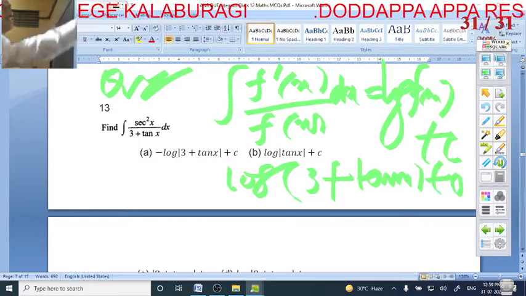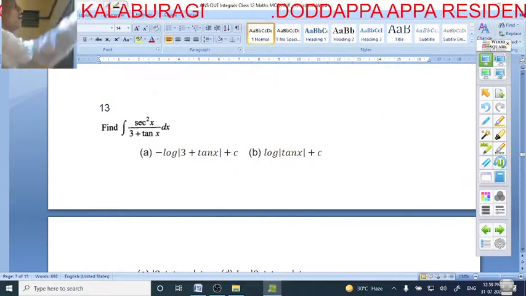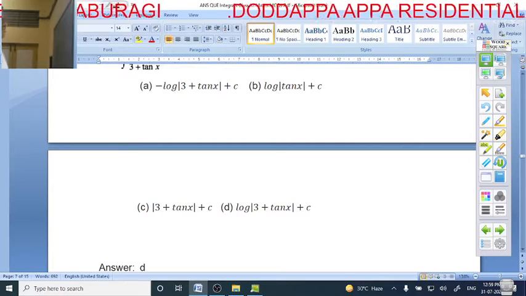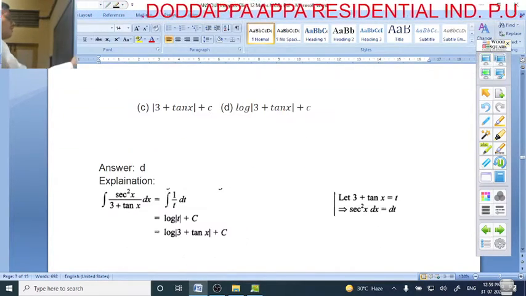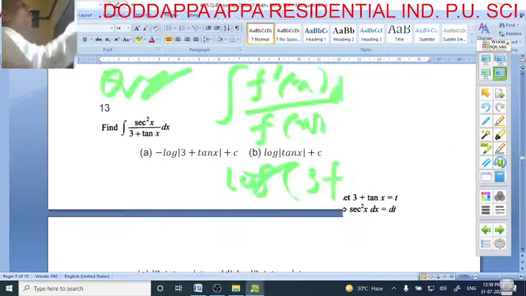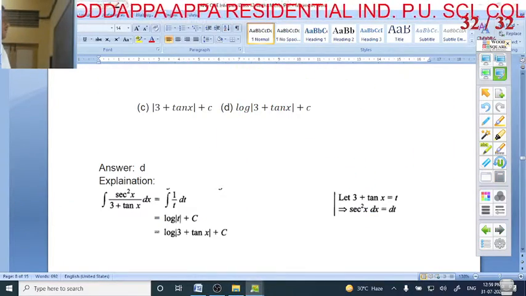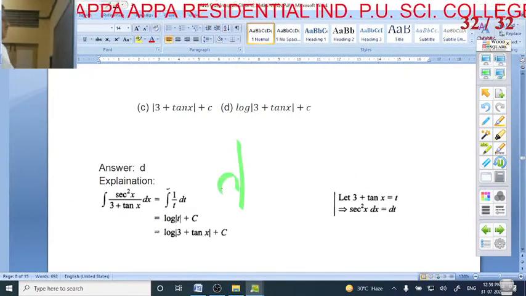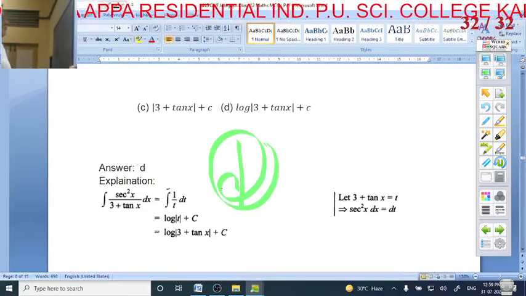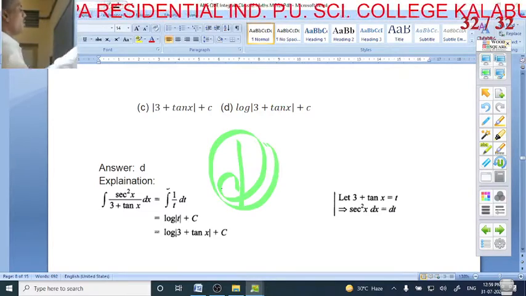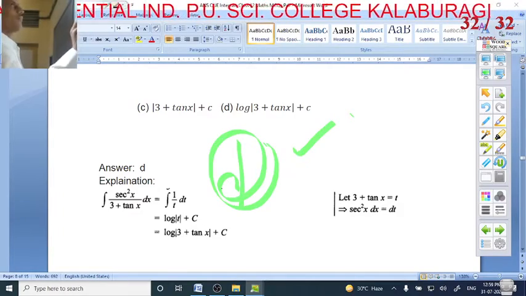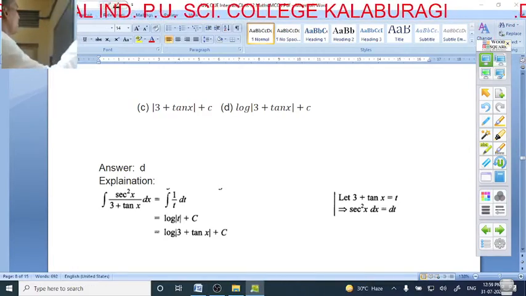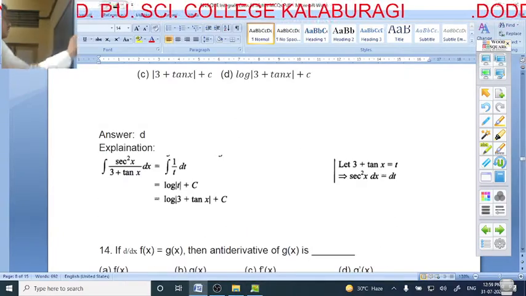So next, the next page. Here, hence log of 3 plus tan x plus c, that is, option D is correct. Option D is correct.